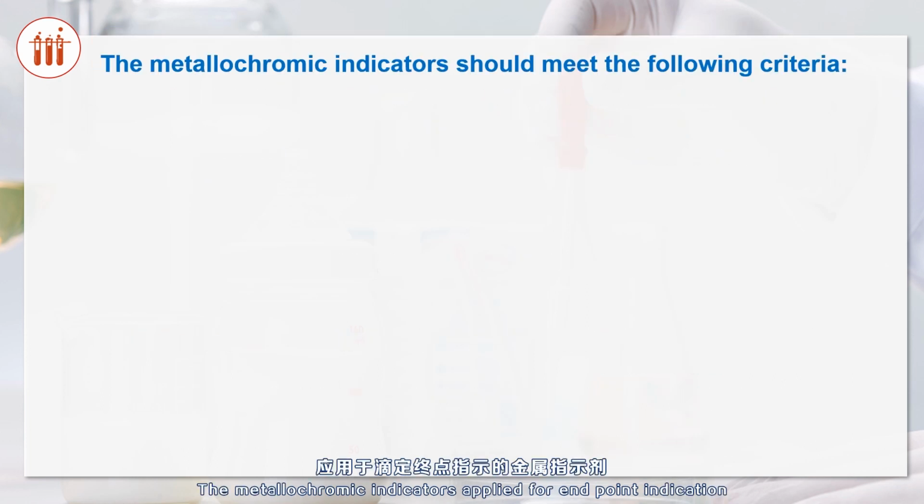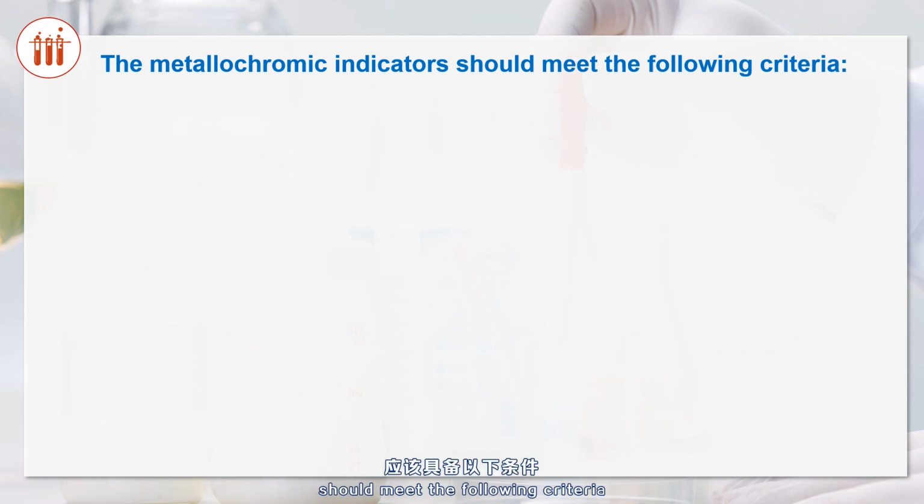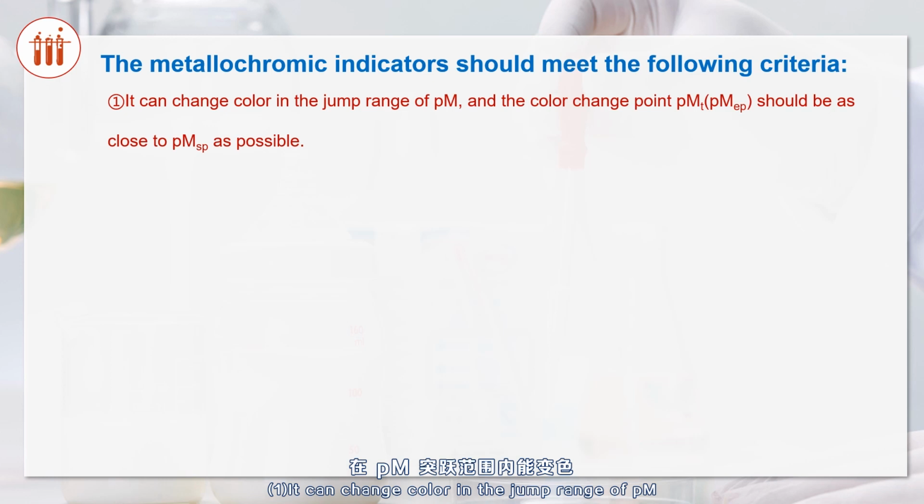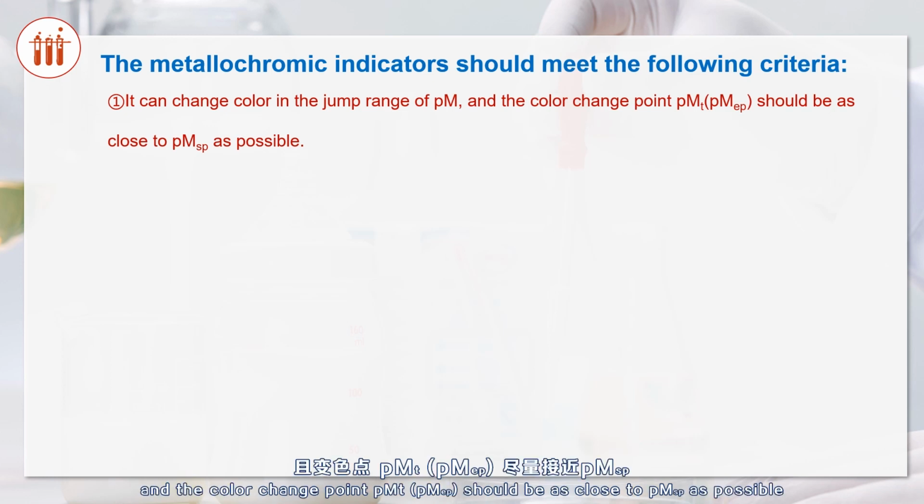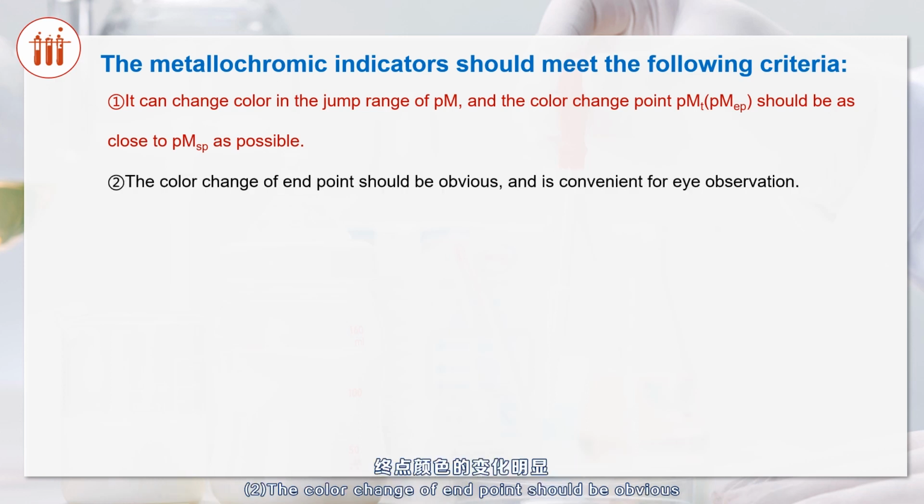The metallochromic indicators applied for endpoint indication should meet the following criteria. It can change color in the jump range of pM, and the color change point pMt should be as close to pMsp as possible. The color change at the endpoint should be obvious and convenient for eye observation.